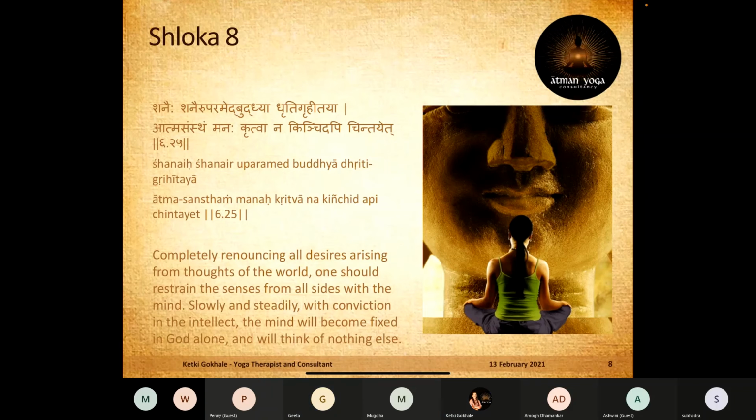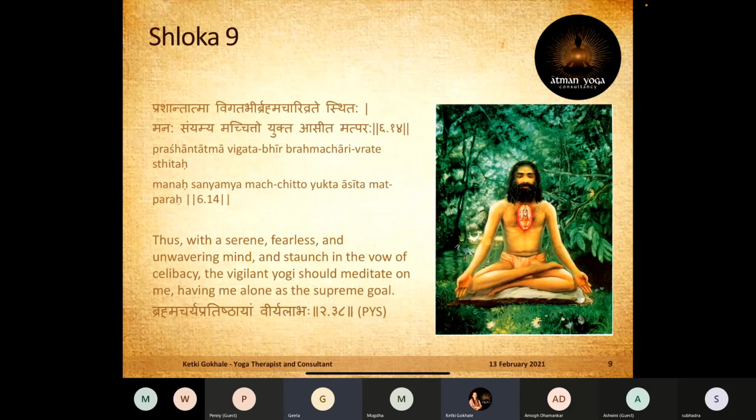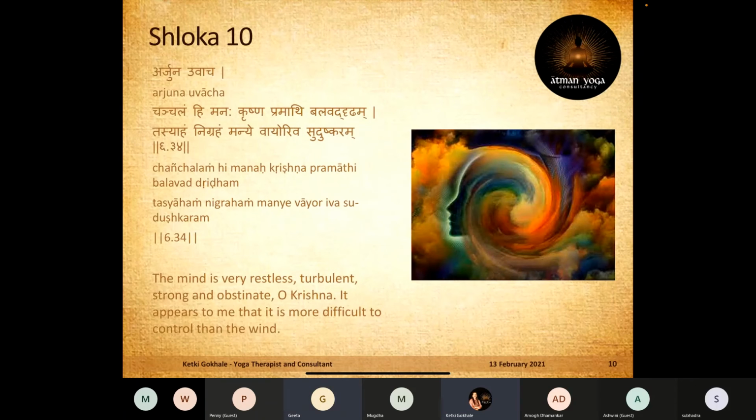Very good. This we did. Arjuna uvacha, chanchalam hi manah Krishna, pramathi balavadrudham, tasyaham nigraham manye, vayoriva sudushkaram. Very good.